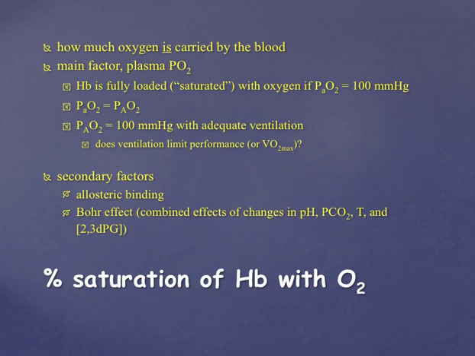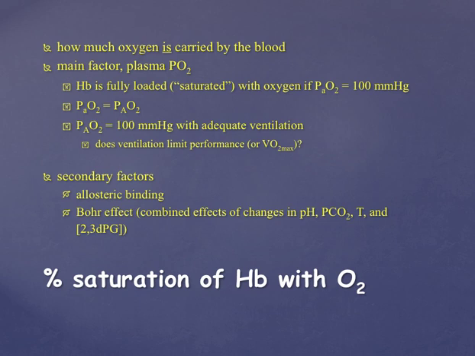And this question keeps coming up: does ventilation limit performance or VO2 max? Well, apparently not. With adequate ventilation, our blood is going to be loaded up 100% with oxygen. You can't blame ventilation for VO2 or VO2 max not being any higher. So that's the main factor, partial pressure of oxygen. There are some secondary factors which we will talk about in detail, allosteric effect of binding and the Bohr effect, which occurs under conditions when the pH drops, the pCO2 increases, the temperature increases, and the concentration of 2,3-DPG increases.